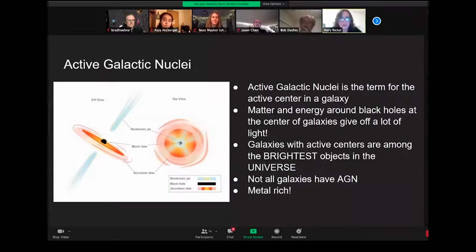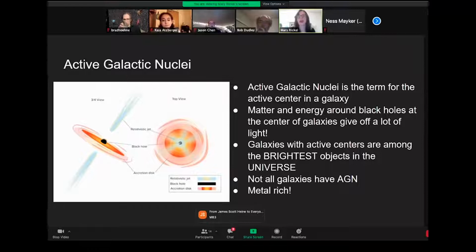All right, so now we're going to jump ship a little bit and talk about active galactic nuclei, which is the other classification. Active galactic nuclei is the term for the active center in a galaxy. It's the matter and energy around the black holes, which are at the center of the galaxy, that give off a lot of light. Galaxies with active centers are actually among the brightest objects in the universe.